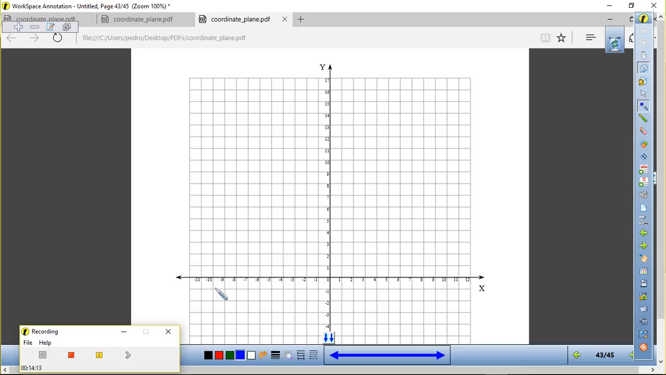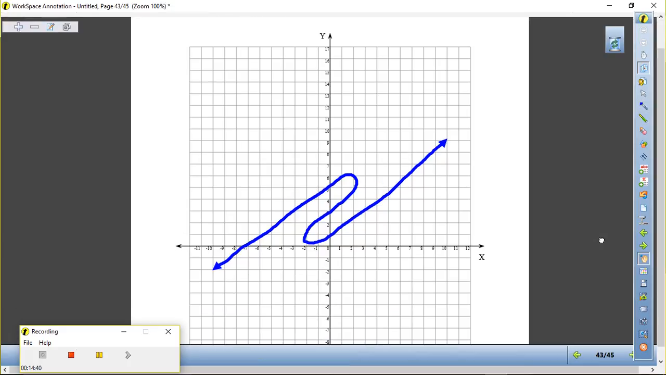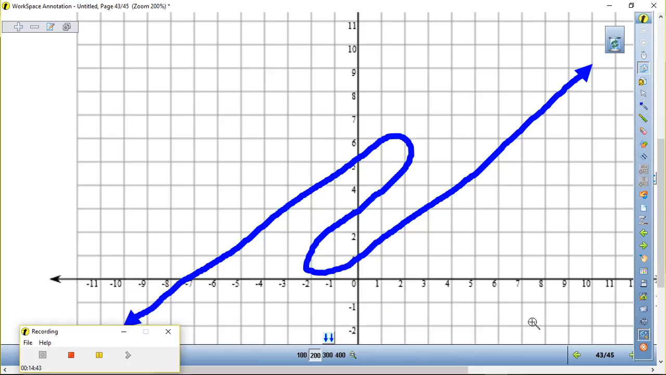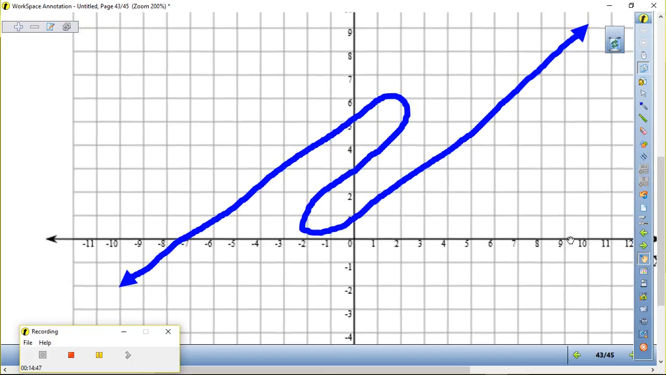Here we go. I'm going to start at -10 and -2. Then I'm going to go up like so through 5. I'm going to curve down and cross at 3. Curve back up and cross at 1. Like that. Yeah, it doesn't have to be exact. Let me zoom in a little bit. Is that better? Yes. Okay. Copy that on your paper, freehand it.